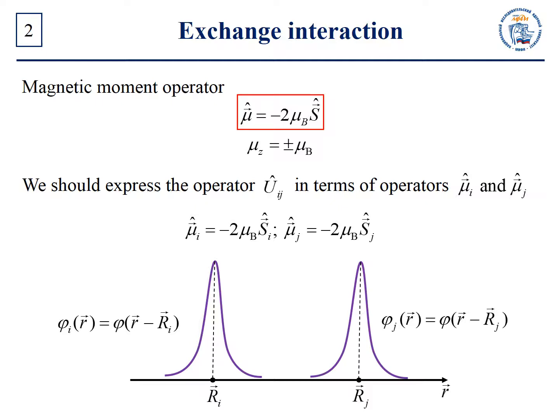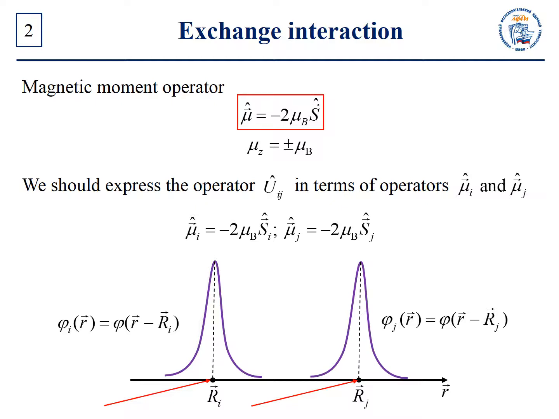Now consider two atoms I and J with coordinates Ri and Rj, having magnetic moments mu I and mu j respectively. Our objective is to determine the interaction energy Uij of those moments as a function of their mutual orientation and the distance between them. In fact, we should express the operator Uij in terms of operators mu I and mu j. In these expressions, Si is equal to Sj, and both of them are equal to 1/2.